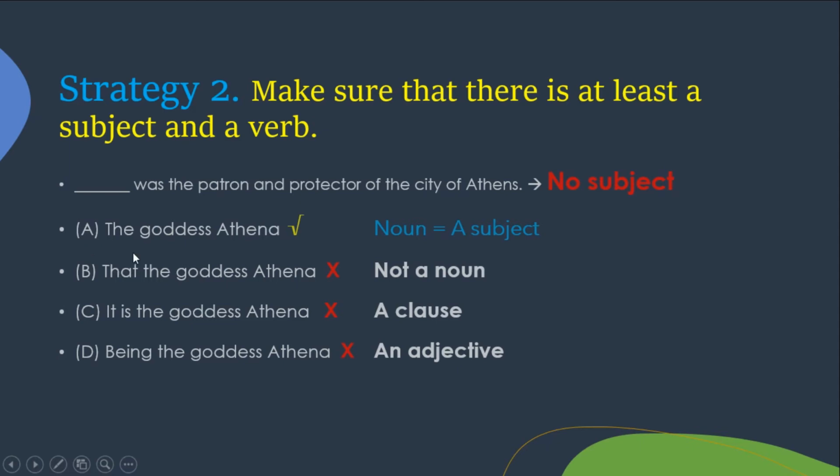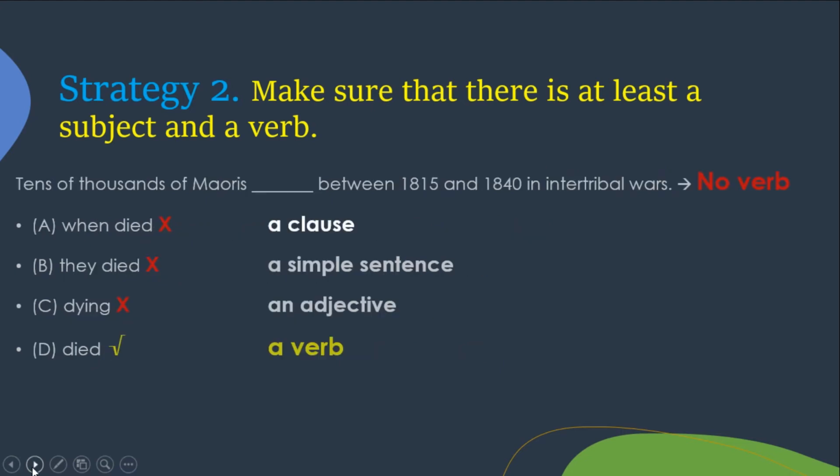So it means this is the best answer. This is the correct answer because it is a subject. Okay, and then B is not a noun. And then C and D, they are also not nouns either. Okay, and then this one, 10,000s of Maurice, it shows a subject here, right?